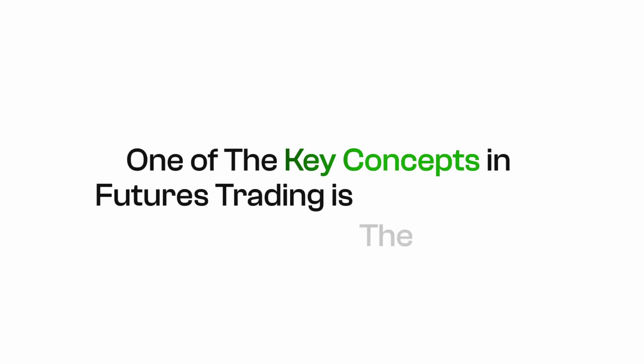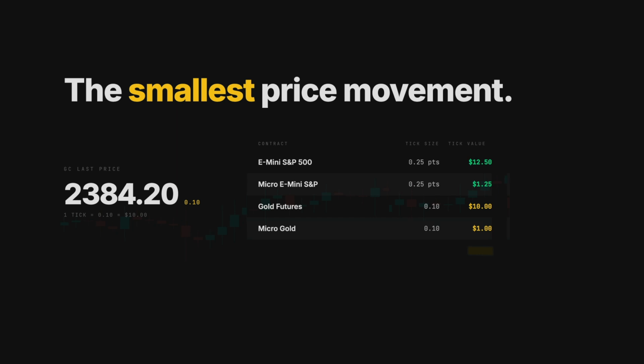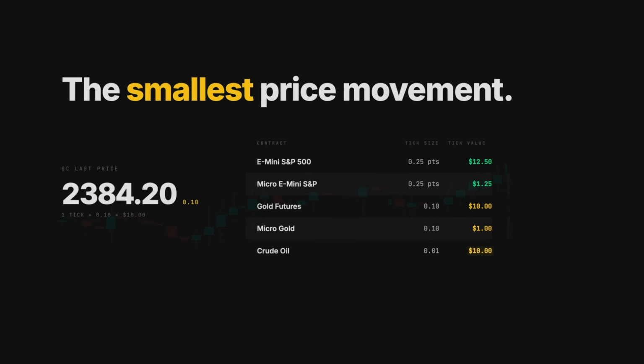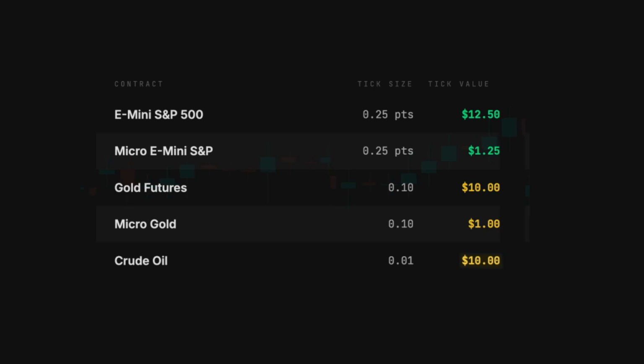One of the key concepts in futures trading is the tick size. A tick is the smallest possible price movement a futures contract can make. Different futures markets have different tick sizes and different dollar values assigned to each tick. For example, in S&P 500 futures, the minimum movement is 0.25 points, while in oil futures, the minimum movement is 0.01. Each tick also carries a monetary value. In standard oil futures, a 0.01 move is $10, while in S&P 500 futures, a 0.25 move is $12.50.